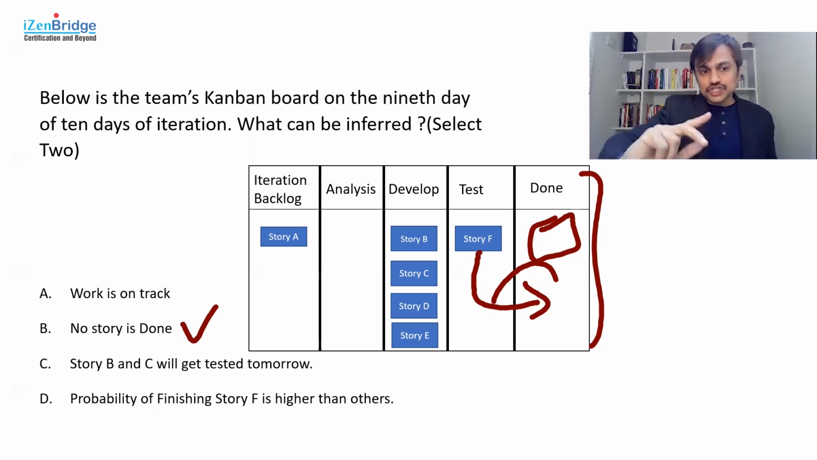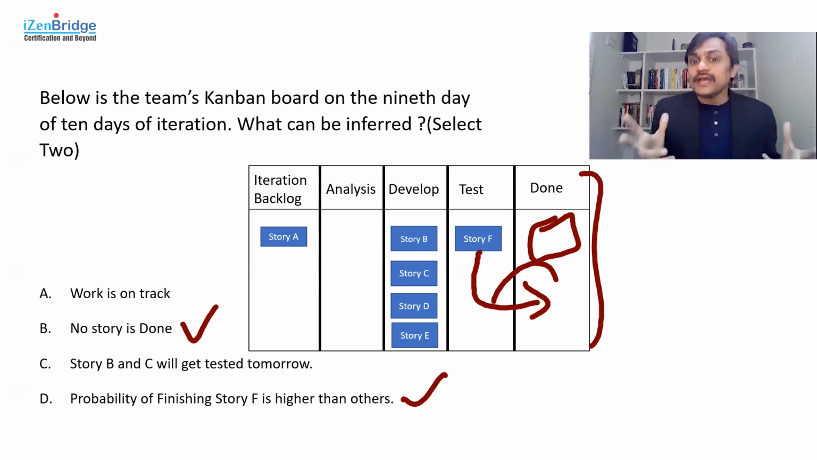If I have to make a judgment between C and D, D is easier to interpret. In the real world, I might want to check more details of what is really happening in story F. But if I have to make a judgment between C and D, I can definitely go with D. So I know work is not on track. That's clearly shown here. Is it on track? Might be, but from this board, I can't find out.